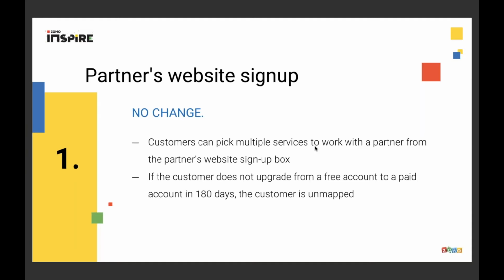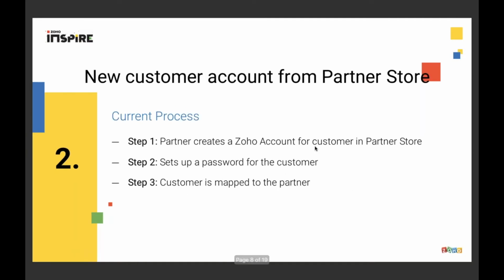We don't need any further verification. The customer has already acknowledged that they're working with you, and that's why they've signed up to Zoho from your website. And it's simple and straightforward. You just give this link to your customer at the end of your presentation when you meet them, and you're done. The second method. The second method is when you create a new customer account from your partner store.